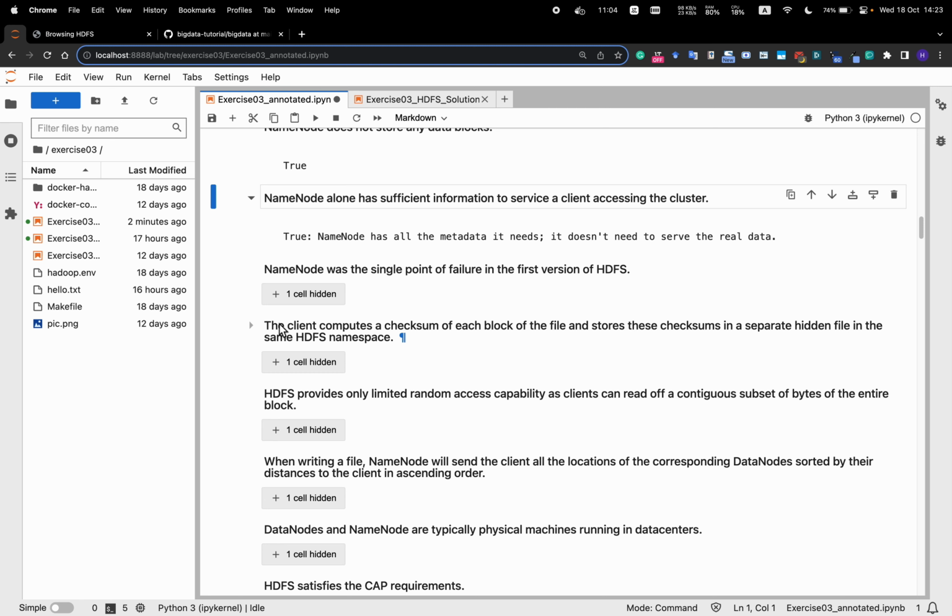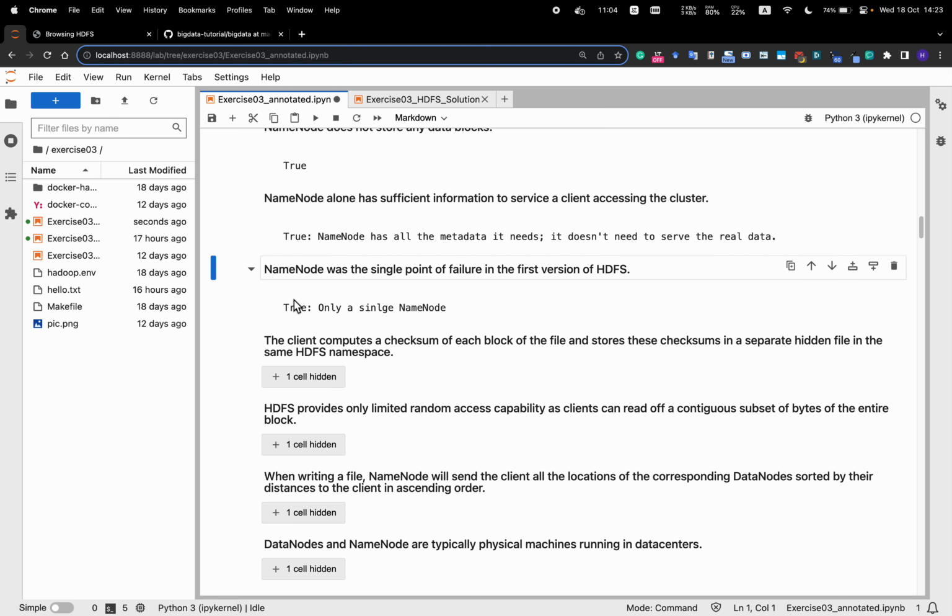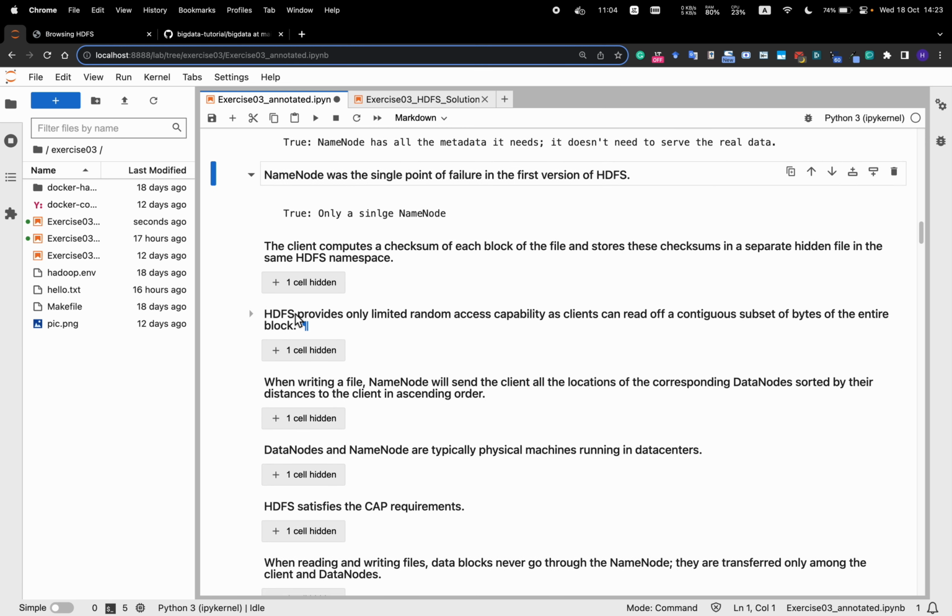Next question. Name node was a single point of failure in the first version of HDFS. Yes, right? Because previously we only had one name node, and if it fails, we're toast. Next, the client computes the checksum of each block of the file and stores these checksums in a separate hidden file in the same namespace as the file is.